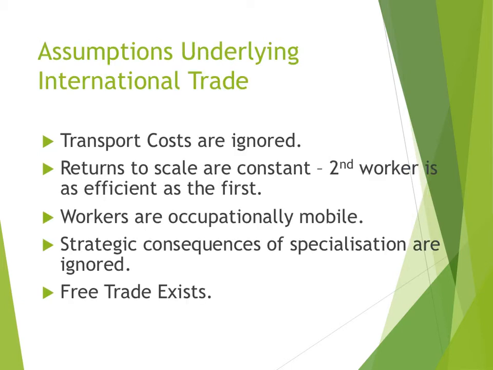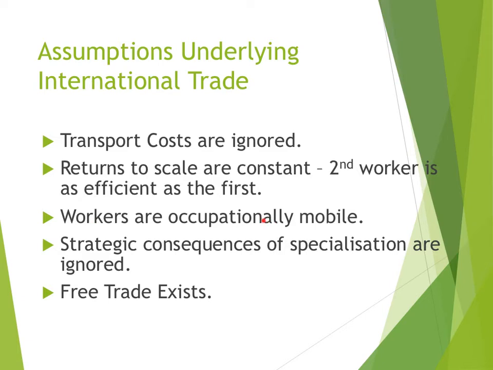So just before we look at an example on this, a couple of assumptions that we're going to take into account for the law of comparative advantage. First of all, we assume the transport costs are ignored. We are just looking at the cost of producing the good per worker, and that's it. The returns to scale are constant, so we know that the second worker is just as efficient as the first. We know that's not always true, but in this case, to simplify the model, we're just going to say that they are constant.